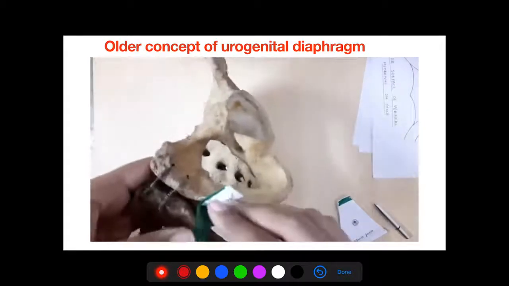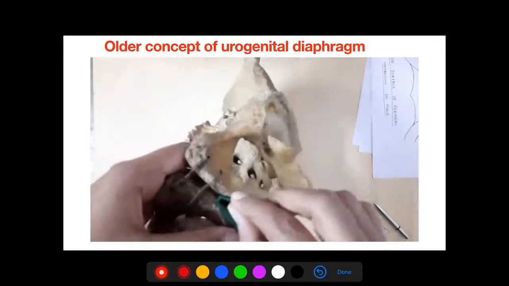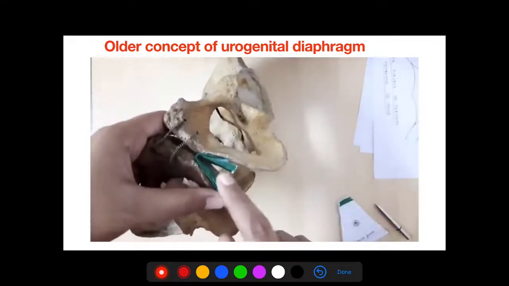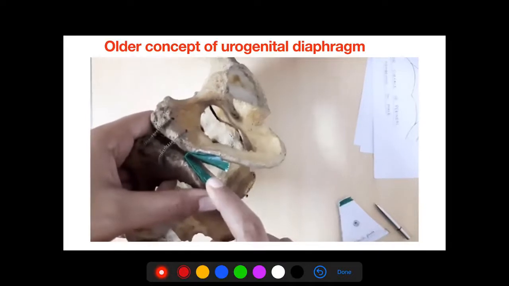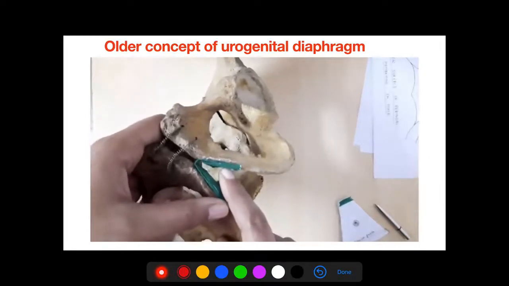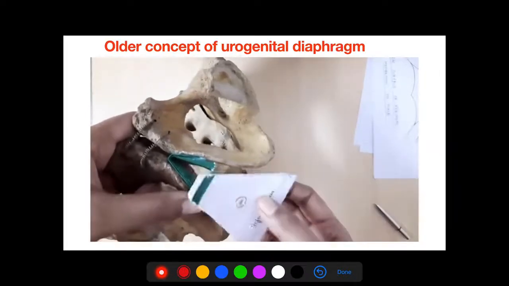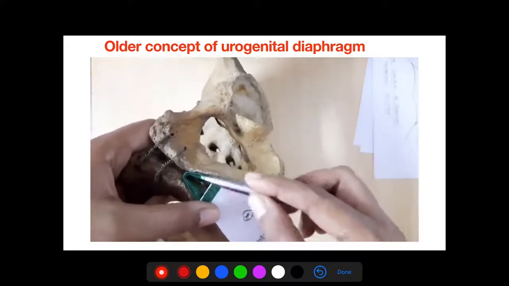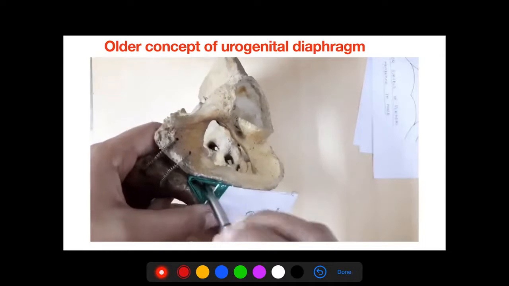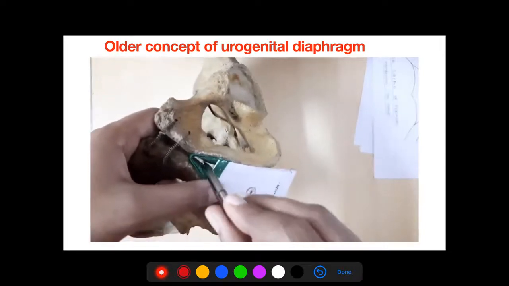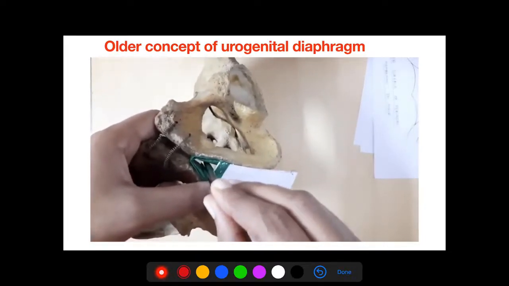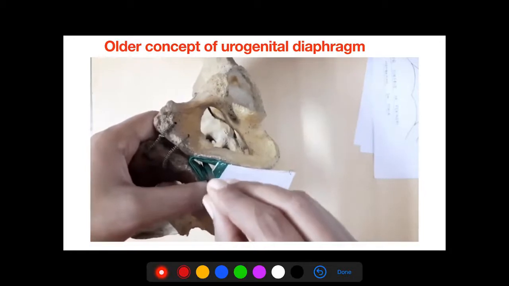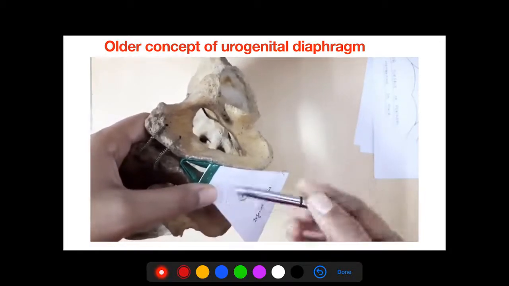And here you can see, just below the pubic symphysis, the presence of the arcuate ligament. So this is the arcuate ligament and this is the transverse perineal ligament, and in between the two ligaments there is a gap. Through this gap, the deep dorsal vein of penis enters the pelvic cavity.